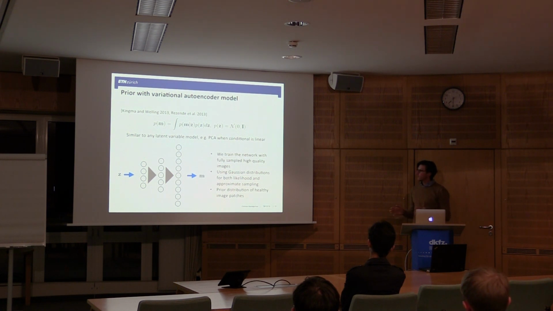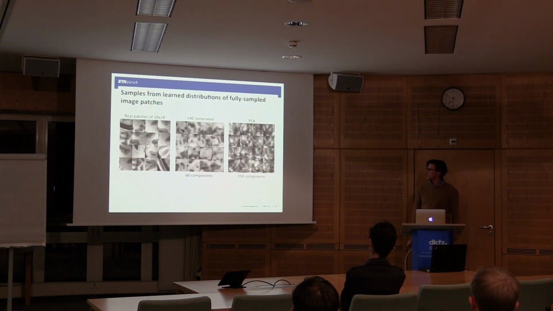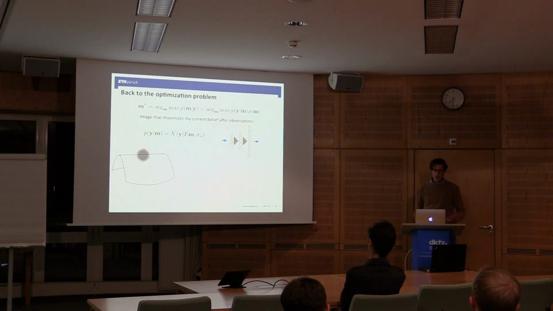One more comment. It turned out that modeling the whole MRI image was too high-dimensional to work for now, so we resorted to modeling just patches rather than the whole image. Here you can see some real patches on the left, some patches generated using a variational autoencoder, and some patches generated using PCA. You can see that the variational autoencoder manages to capture these lobe structures and things like this. It's also a little bit overly smooth and cartoon-like, but at least the general structure it's capturing is right.